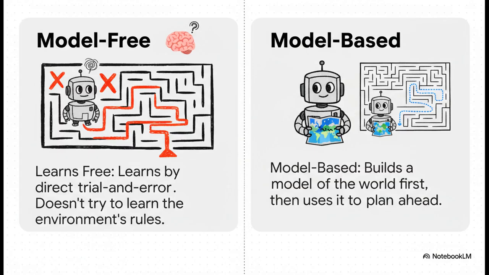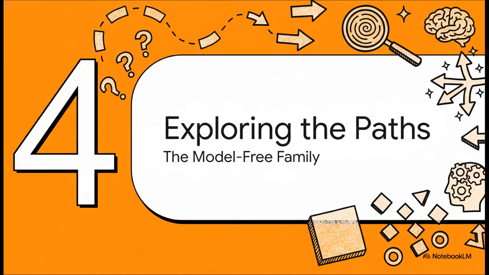On the other hand, you've got model-based learning. This is like using a GPS to navigate a new city. The agent first learns the rules of the road, builds an internal map of its world, and then uses that map to plan out the best route. So let's head down that model-free path first.